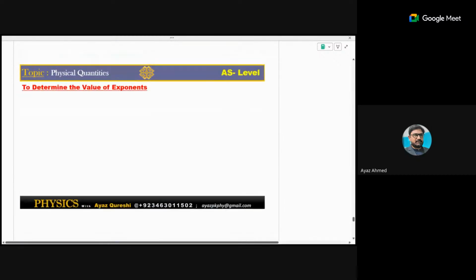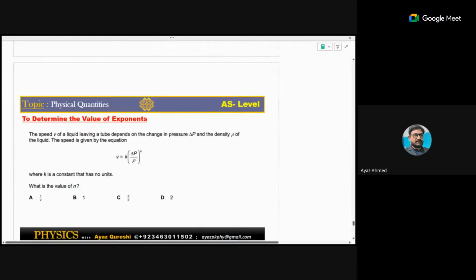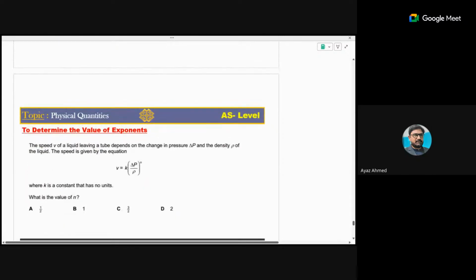So this is another important aspect, to find the value of any exponent. This is the extension of your SI homogeneity. Now, if the equations are homogeneous, you people are asked to do that.